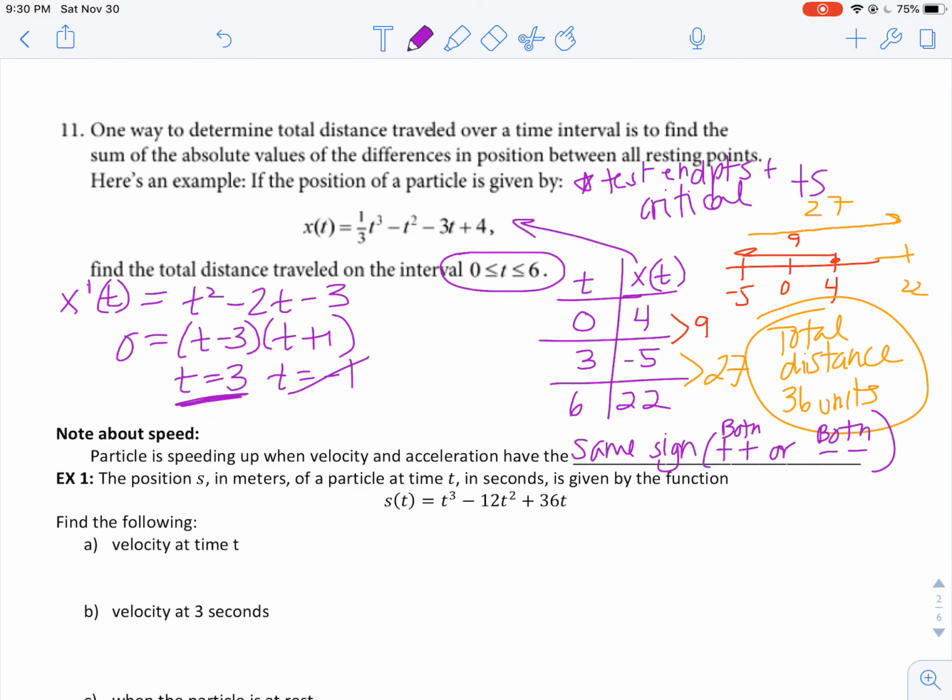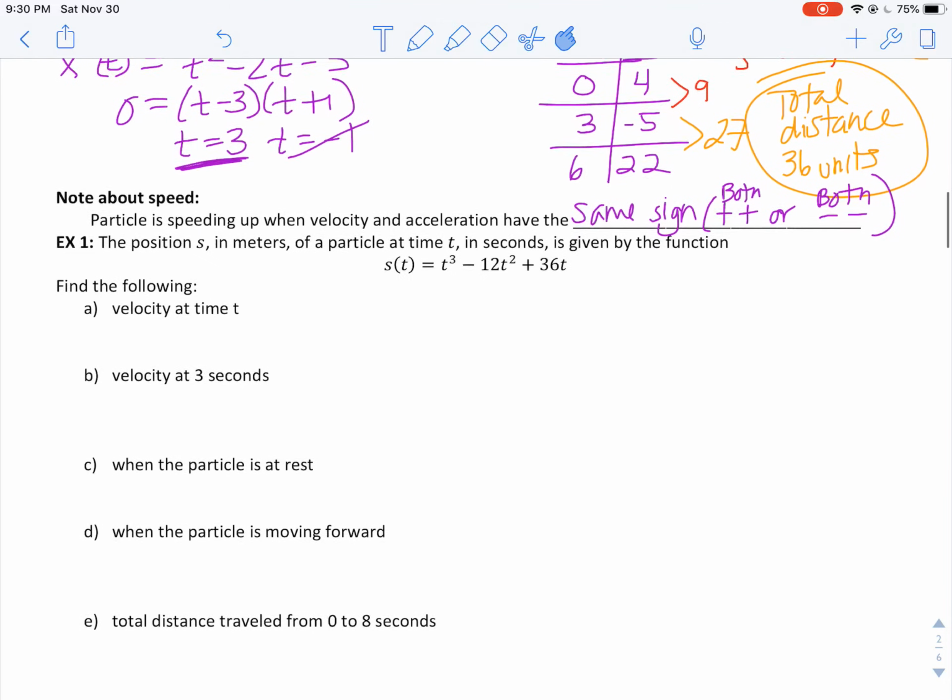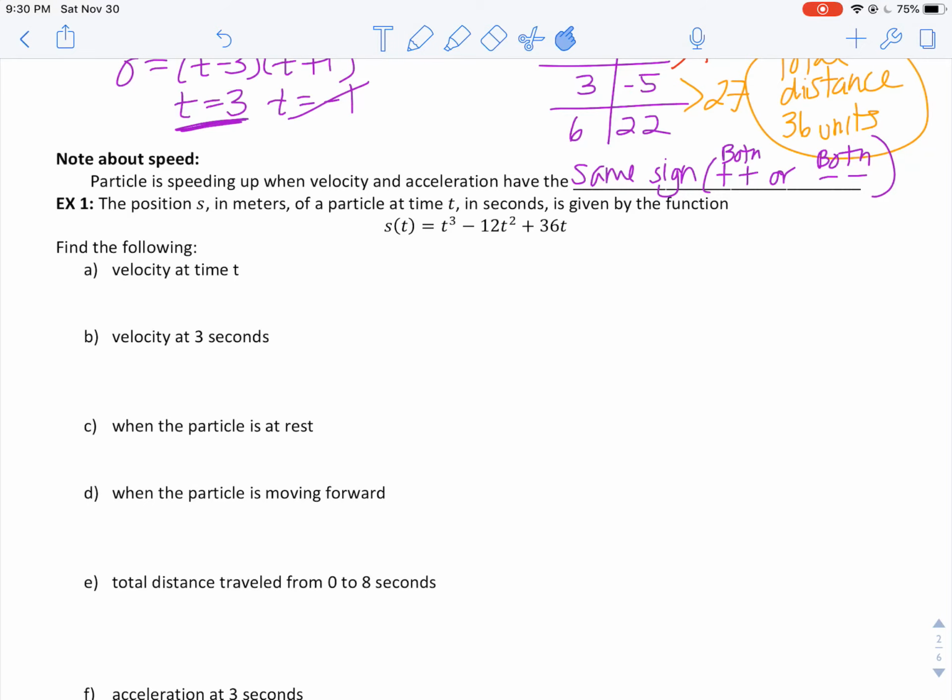All right, so let's go through this first example. Particle is speeding up. I've been using purple. Let's change that to blue. Oh, we already did that. The position s in meters of a particle at time t in seconds is given by the function s of t equals t cubed minus 12t squared plus 36t.